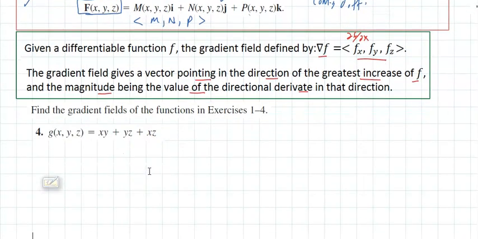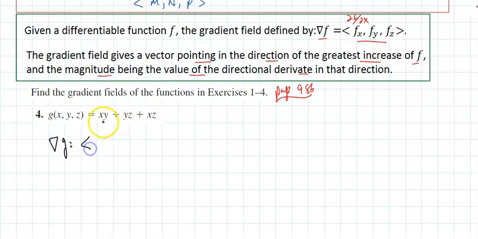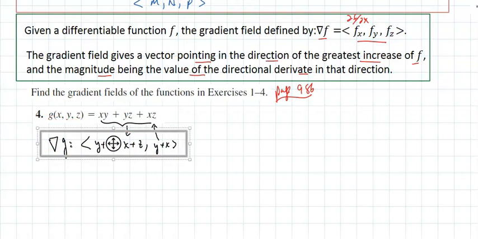A quick reminder of how that works. I want to look at page 986, and at the following problem. It says, find the gradient. The gradient of g is simply the partial with respect to x, the partial with respect to y, and the partial with respect to z. And there it is, nothing more. I'd like to do another example, but hopefully we remember this.